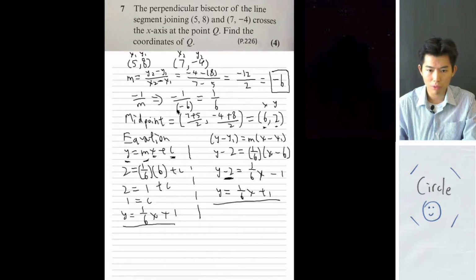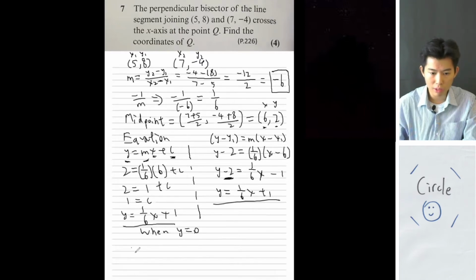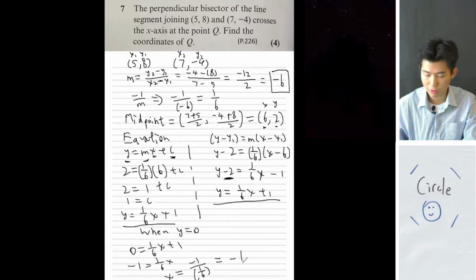So from there, we have to find the points of Q that pass through the x-axis. What does that mean? When y equals 0, 0 equals 1/6 x plus 1, and minus 1 equals 1/6 x. x would be equal to minus 1 over 1/6, which would be minus 6. So the point for Q would be (-6, 0), and here's the answer for question 7.